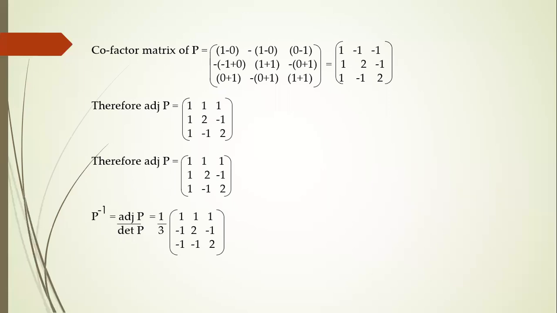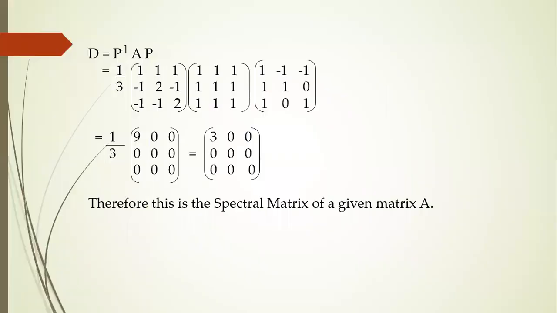Now moving on to the next slide. D equals P inverse A P, which equals 1 by 3 times the adjoint matrix, times the matrix A of all ones, times P. This equals 1 by 3 times the matrix with diagonal 9, 0, 0 and zeros elsewhere, which equals the diagonal matrix with 3, 0, 0. Therefore, this is the spectral matrix of the given matrix A.